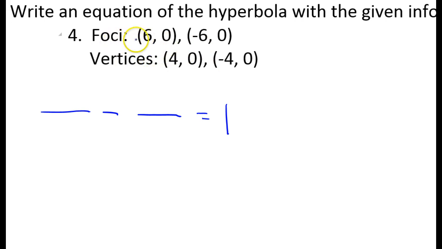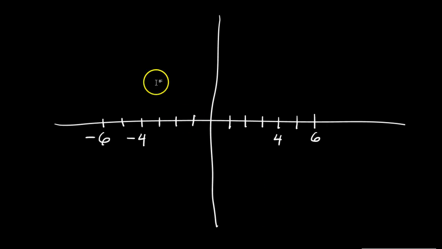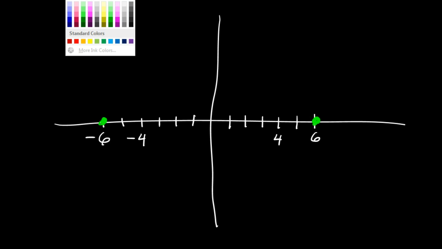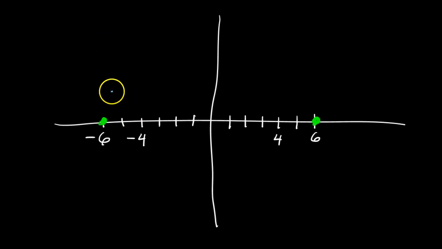So let's see. The foci are at 6, 0 and negative 6, 0. Let's sketch that. So 6, 0 and negative 6, 0. These are the foci. Right away that tells me two things. Number one, it tells me that I'm dealing with a hyperbola that is opening left and right, because it has to curve around these. So this is a horizontal hyperbola.